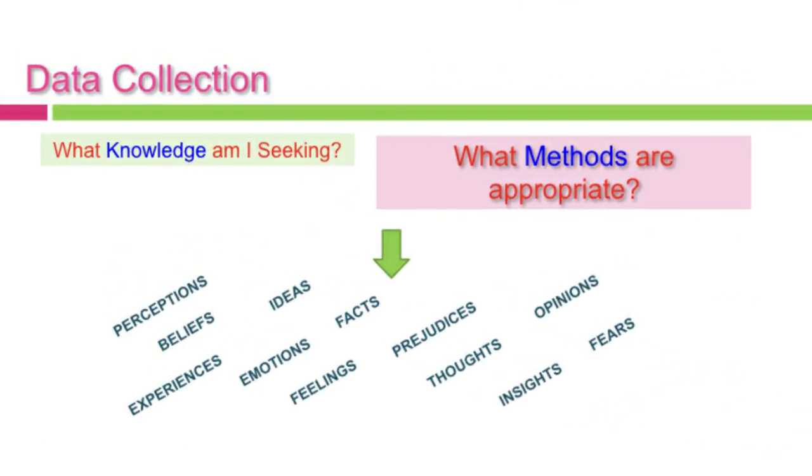A very important design issue is, what knowledge am I seeking? Sure, you might say you want perspectives, but perspectives come in all different shapes and sizes. So I have here a list of the knowledge that qualitative researchers seek: perceptions, beliefs, experiences, ideas, emotions, facts in there, feelings, prejudices, thoughts, insights, opinions, faith. All of that represent the kind of knowledge that you are seeking. So I'm making a plug here for you to understand the complexity of the knowledge.